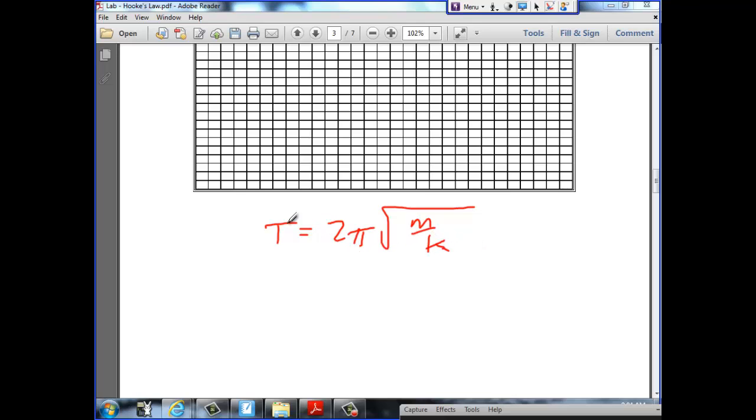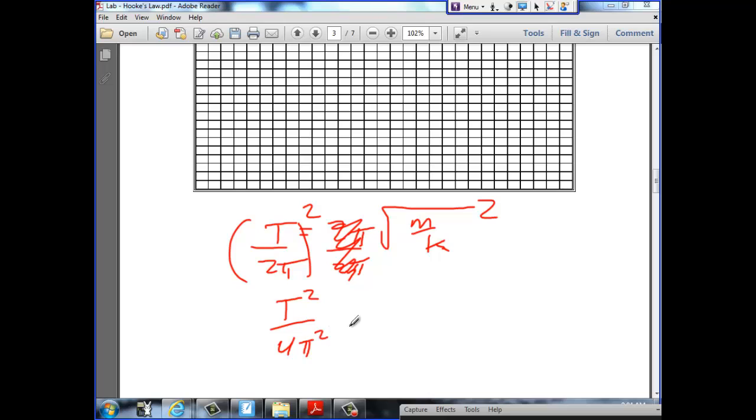Okay, so then to get k by itself, we divided by 2 pi. We squared both sides, which ends up with T squared over 4 pi squared equals m over k. And then to get k by itself, we brought k up top. So k went up here. And then it meant that T squared had to come down to the bottom. And 4 pi squared went up here.